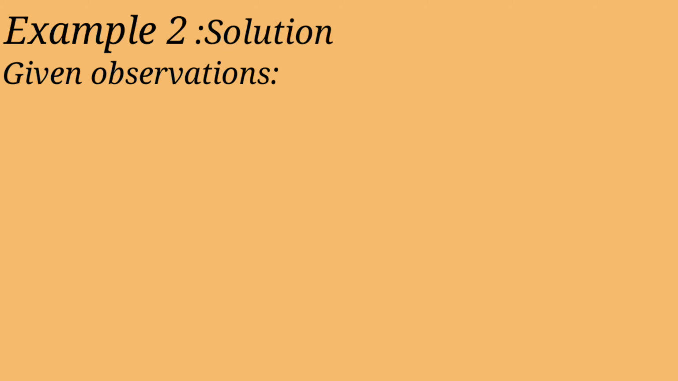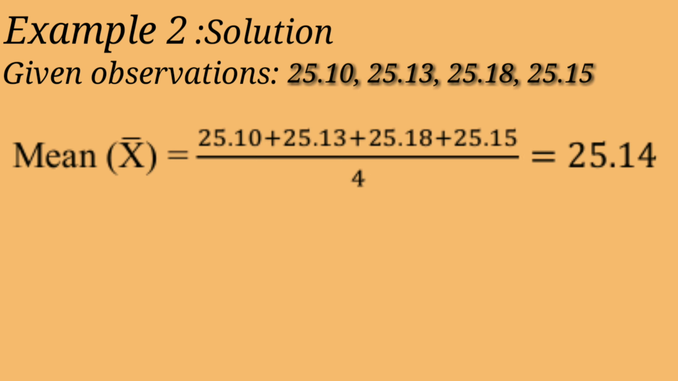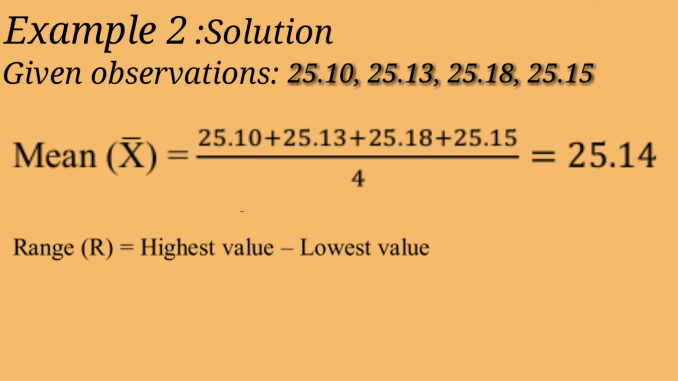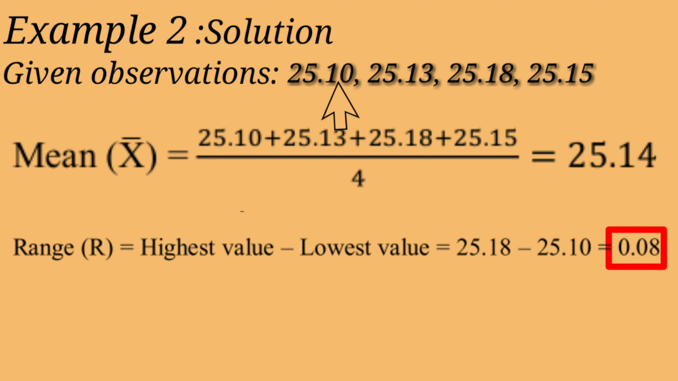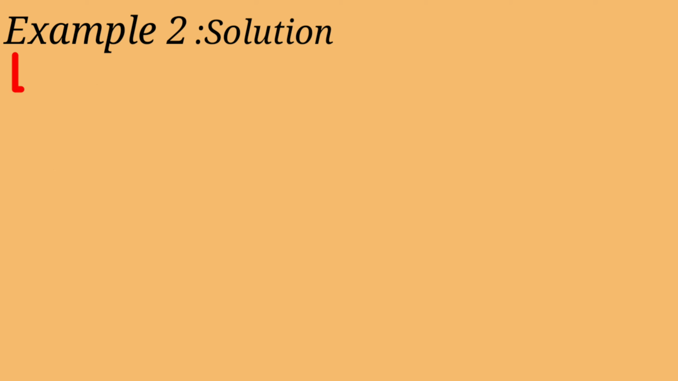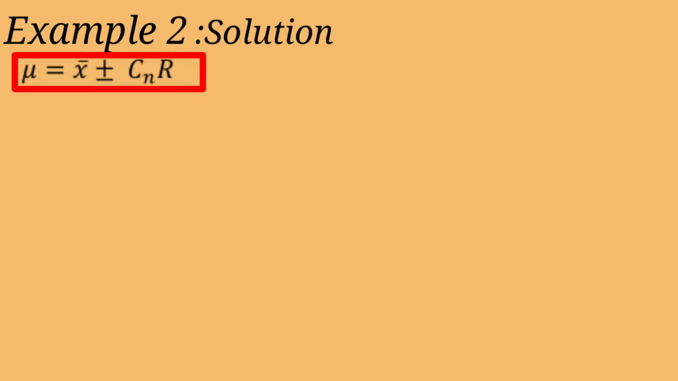Here the mean of 4 observations comes to 25.14. Next we have to calculate the range, that is highest value minus lowest value. So here the highest value is 25.18 and lowest value is 25.10. So the range comes to 0.08. Now using the formula mu equals x bar plus or minus Cn into R.